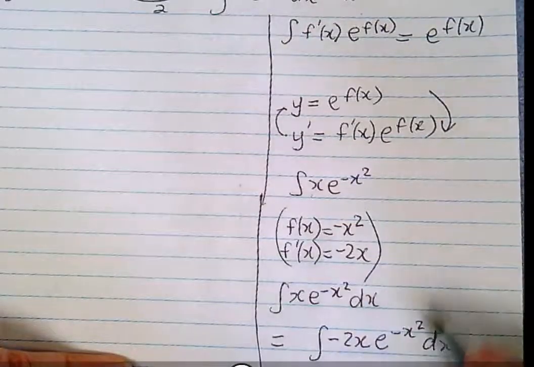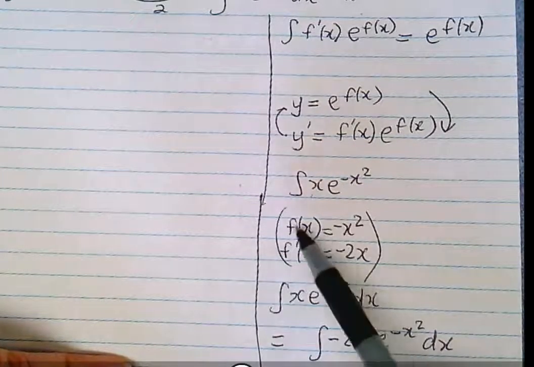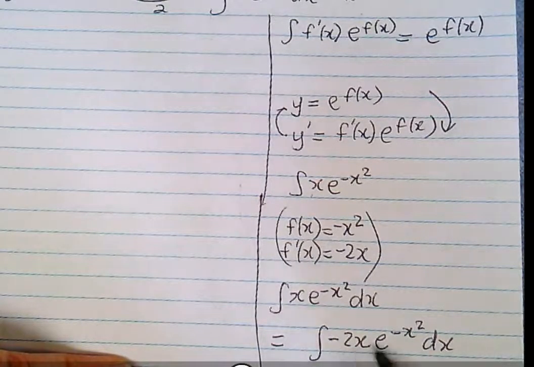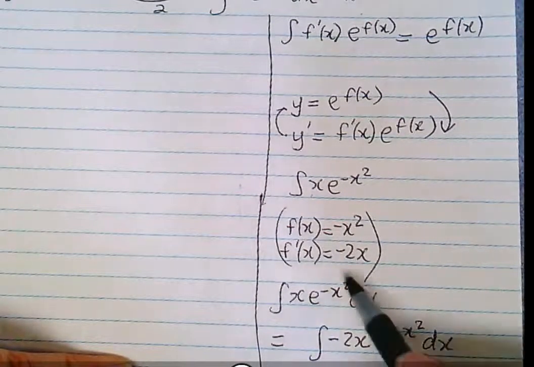I can integrate that because I can integrate f dashed x e to the function of x. So I know here that my function in x is negative x squared and the derivative of that is negative 2x. So I know how to integrate that, but I need to make this look like that.